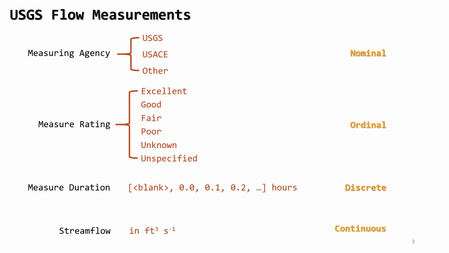These measurements record which agency performed the measurement, which is an unranked label and therefore a nominal variable. They also record the quality of the observation in a variable called measure rating. These have a ranking, with excellent being better than good and good being better than fair, and so on. These are ordinal variables. The duration of these measurements is measured to the nearest tenth of an hour, so a value of 0.15 hours can't be recorded. This makes the measure duration a discrete variable. Finally, the resulting streamflow measurement that was taken is a continuous value with a minimum at 0.